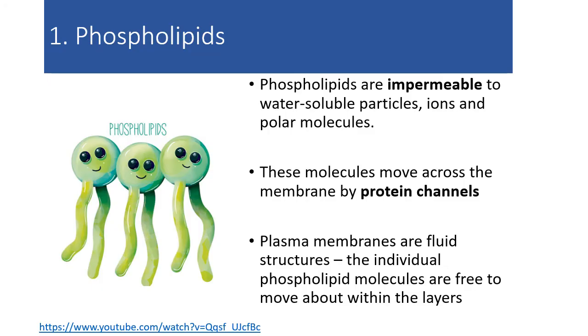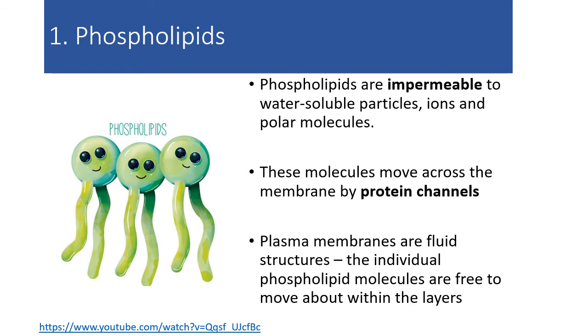So phospholipids are impermeable to water-soluble particles, ions, and polar molecules. So let's look at some of those terms independently. The term impermeable means that it doesn't allow things to go through. Water-soluble means anything that dissolves in water. Ions are referring to any charged particles, such as a chloride ion, which is a negative ion, or a sodium positive ion. So they're charged particles. And polar molecules are molecules that have a bit of a charge in the way that they're arranged.